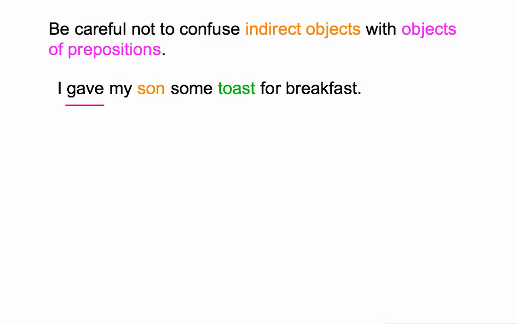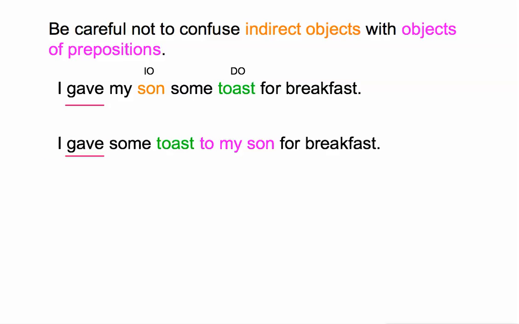In the sentence, I gave my son some toast for breakfast, we know that toast is the direct object and son is the indirect object. In the sentence, I gave some toast to my son for breakfast, it essentially has the same meaning. If we saw this being acted out as a play, the same things would be happening, but it's different in terms of its grammatical construction.